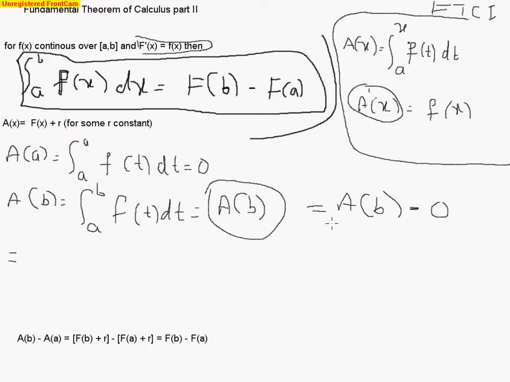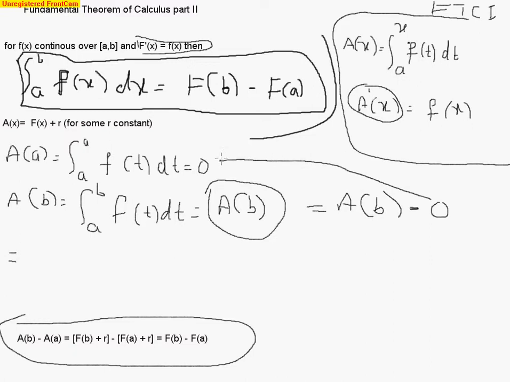Okay, so with this expression right here, we can also write it as this expression right here. Okay, let's start with this little thing first. So we have A of b minus 0. Well, we already figured out that A evaluated at small a is equal to 0. So we can replace 0 by A evaluated at small a. So we have this expression right here.